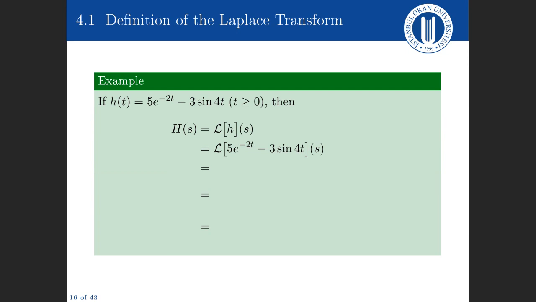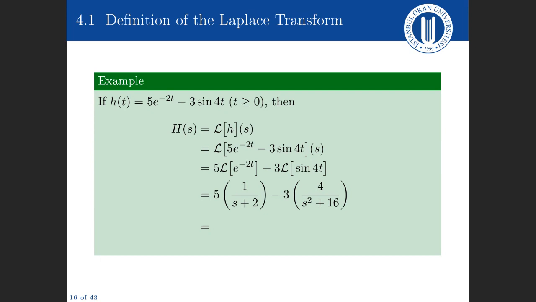For example, let's suppose that small h of t is 5 e to the power minus 2t minus 3 sine 4t. Calculate the Laplace transform of this function. Because the Laplace transform is a linear operator, we can break this up. Instead of the Laplace transform of this whole function, we have 5 multiplied by the Laplace transform of e to the minus 2t, minus 3 times the Laplace transform of sine 4t. And we know how to do these. We've calculated the Laplace transform of e to the at, and we've calculated the Laplace transform of sine at.